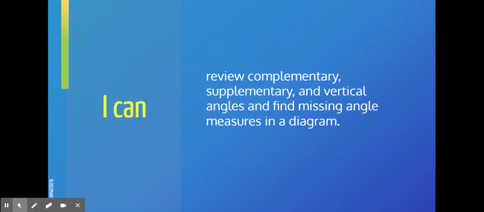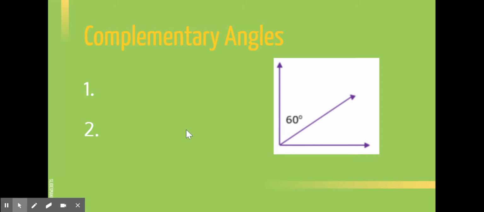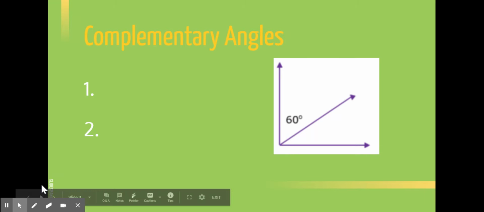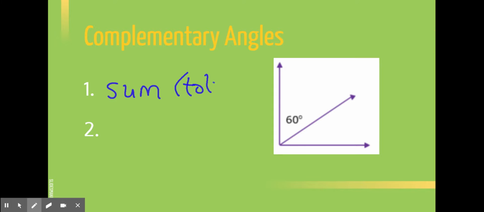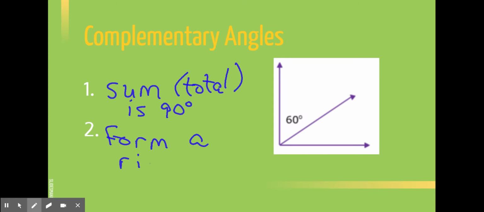So sort of like we did yesterday, they're going to give us a diagram, they're going to give us one angle, and we have to find the other one. Okay, so first off, let's look and review complementary angles. Complementary angles are 2 angles whose sum, that would be the total, the sum is 90 degrees, okay? 2 angles are complementary if their sum is 90 degrees. And if you put them together, they form a right angle.